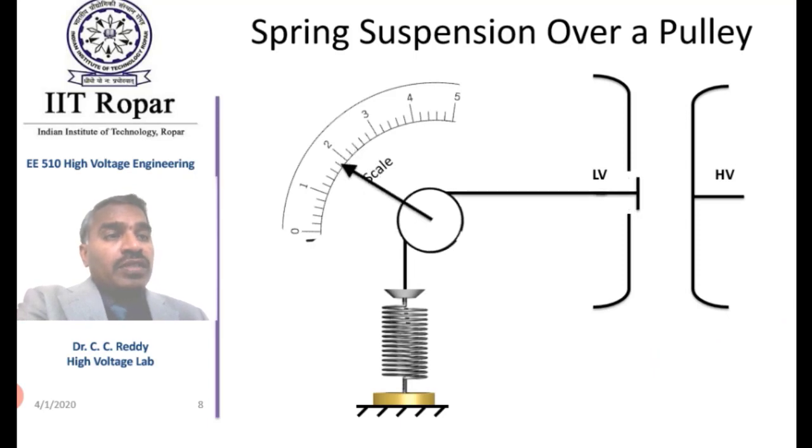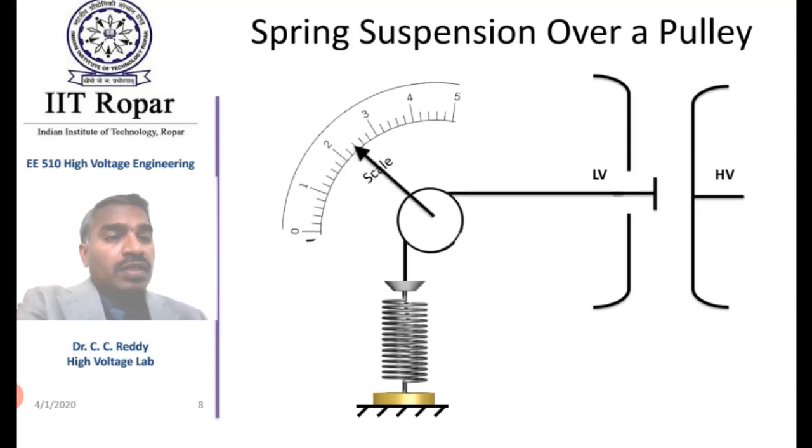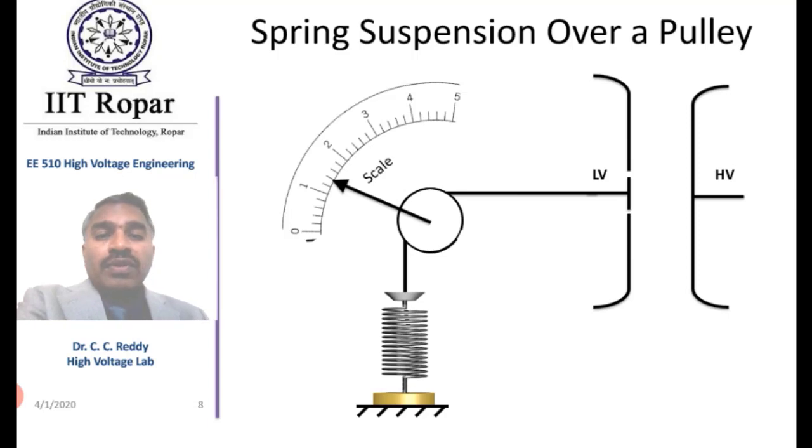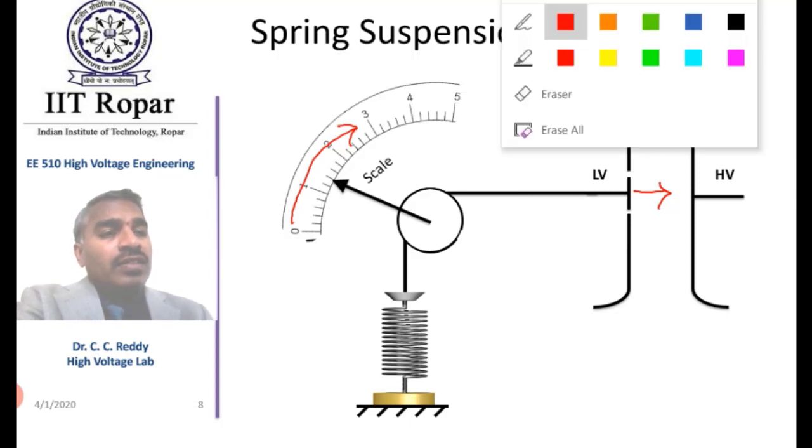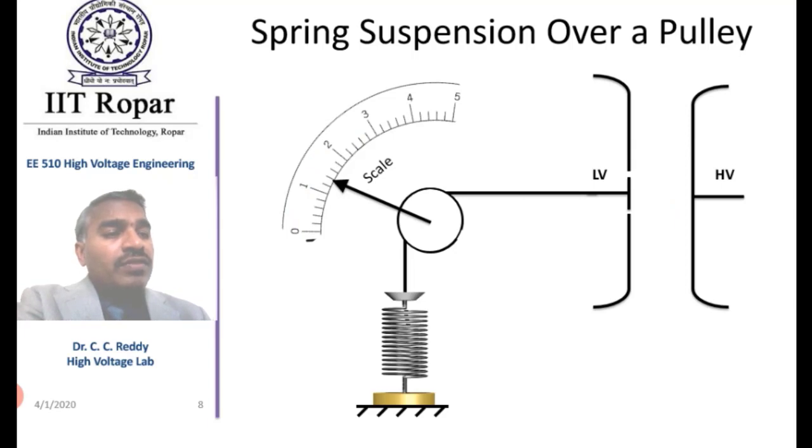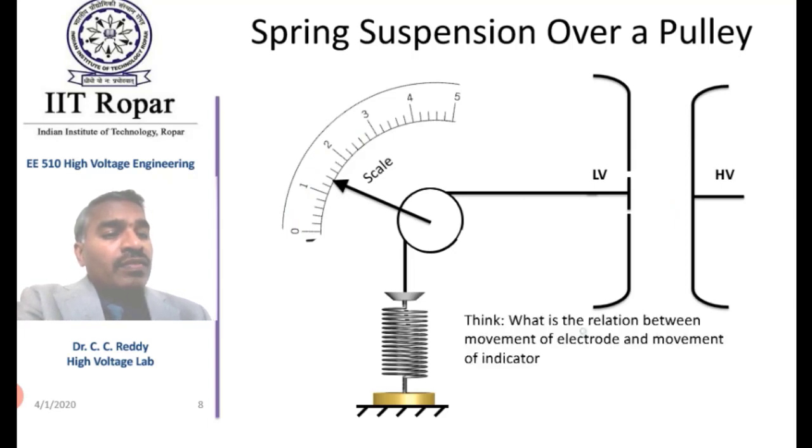This is spring suspension over a pulley. You can see how the system will work. Now can you think how to calculate delta X, the relation between the movement of this electrode and this scale. I will give you the final result; you can derive this yourself. What is the relation between movement of the electrode and movement of the indicator? So this is the relationship.